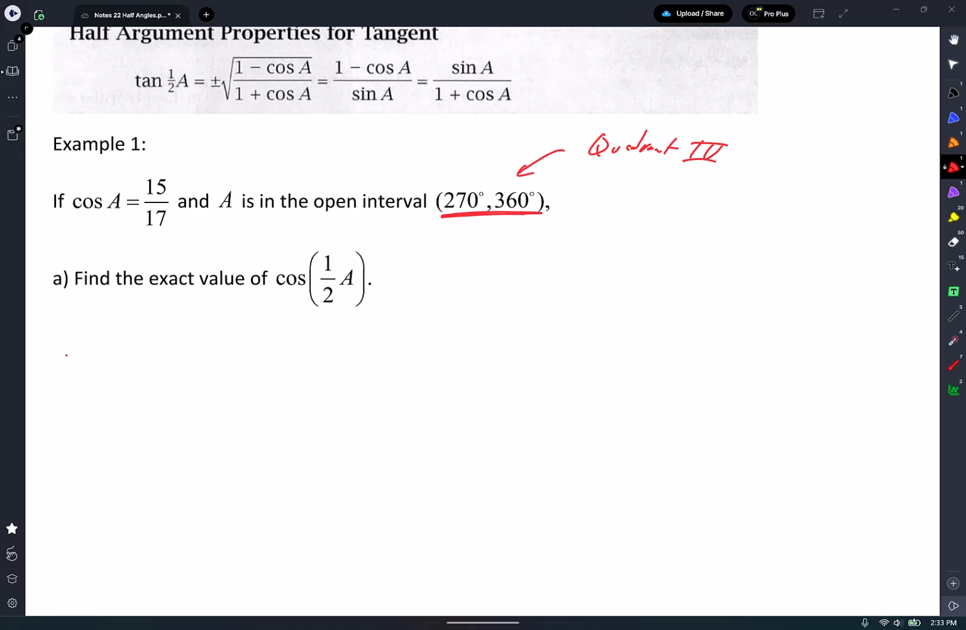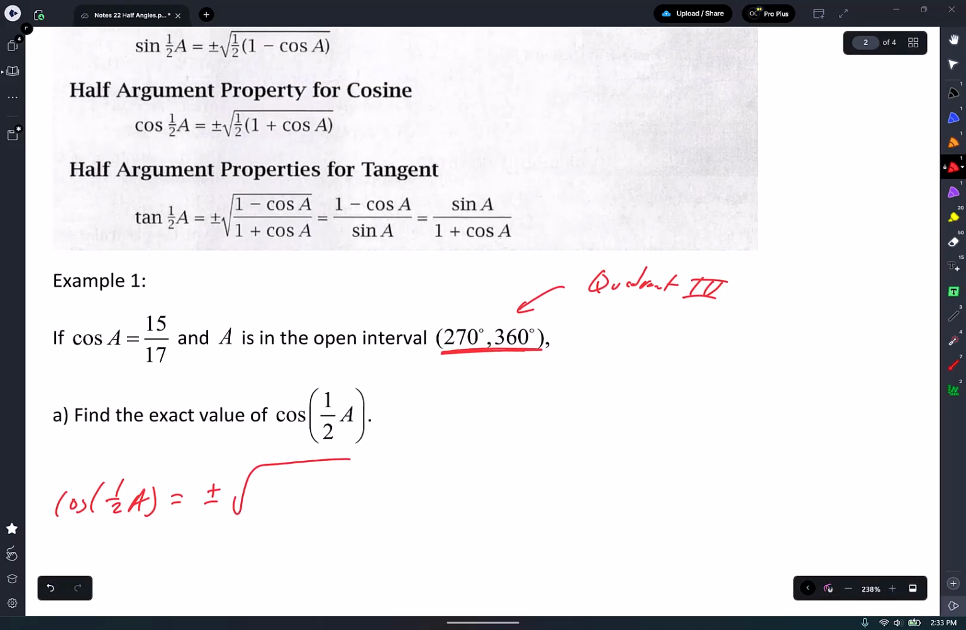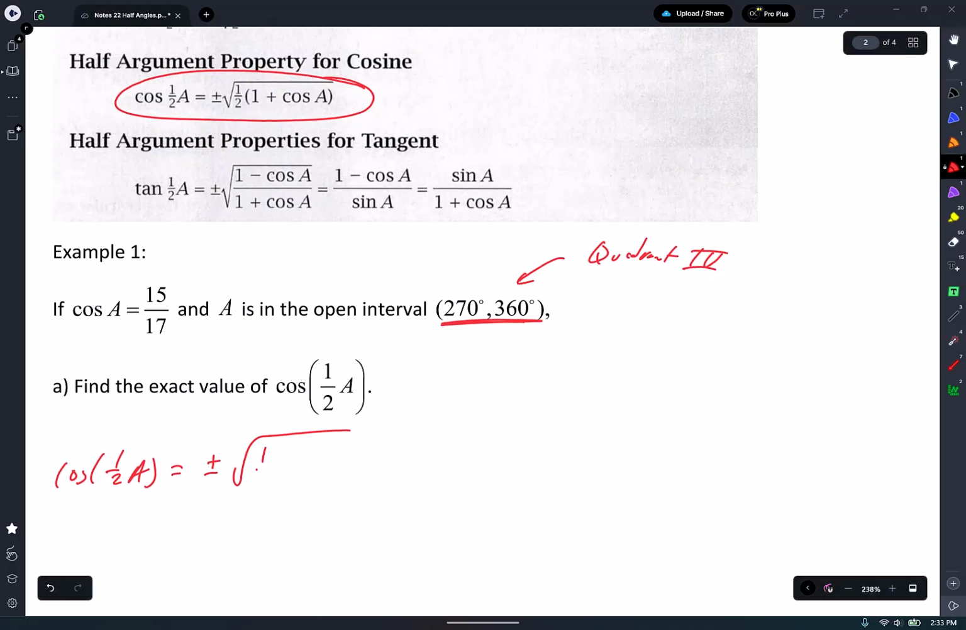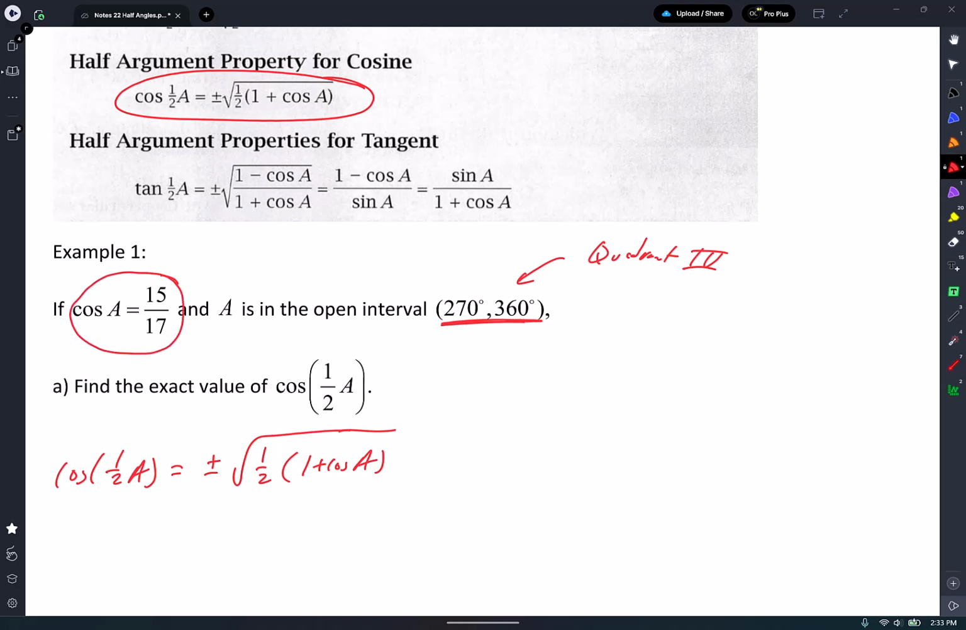Okay, well, first, cosine half A equals plus minus square root of 1/2, parenthesis, 1 plus cosine A. All I'm doing is just grabbing it from the formulas right here, guys. Delta Math is going to have 1 plus cosine A all divided by 2. It's the same thing. Are we still okay? I already know what cosine A is. They give it to me.